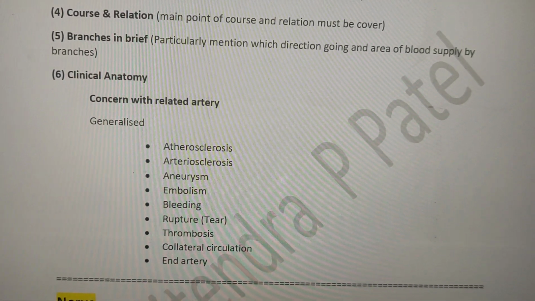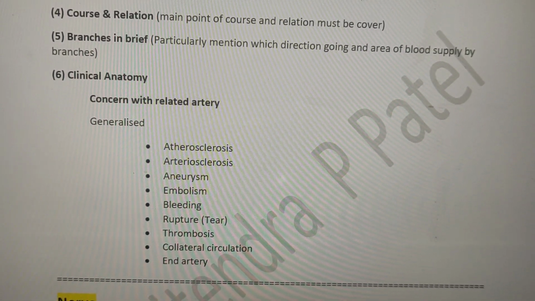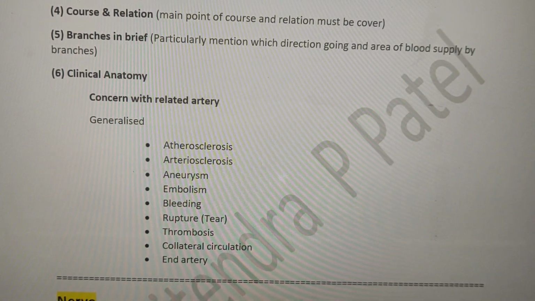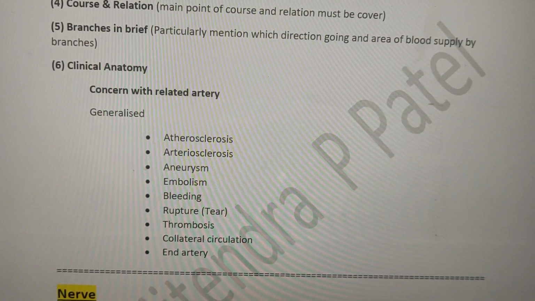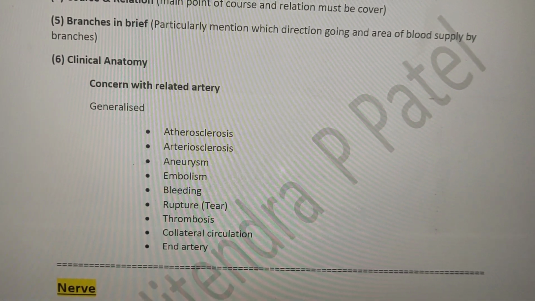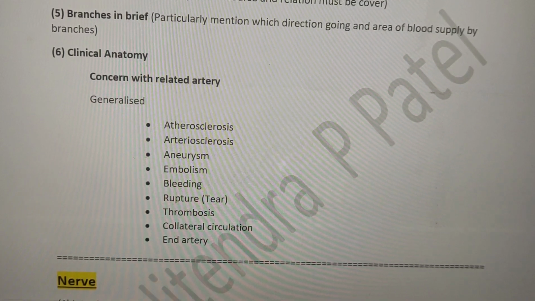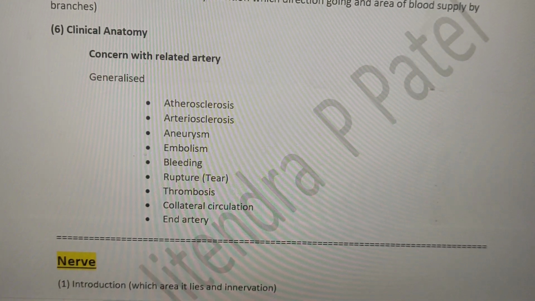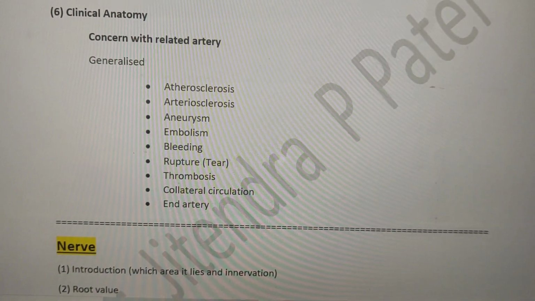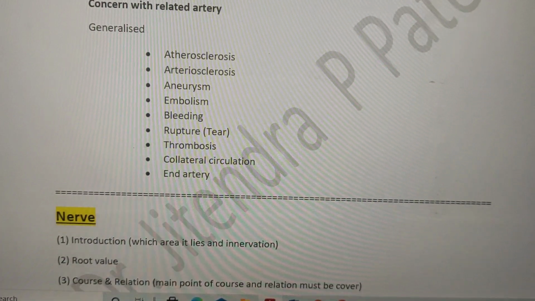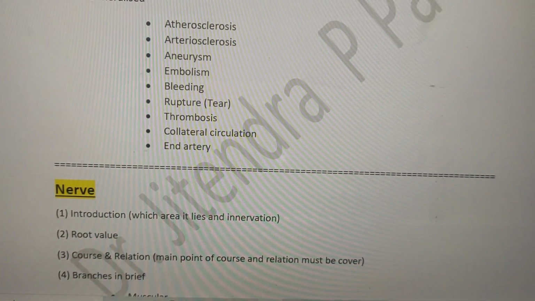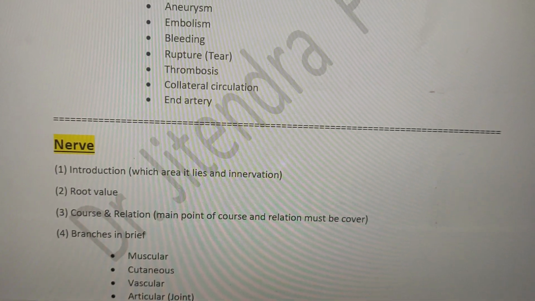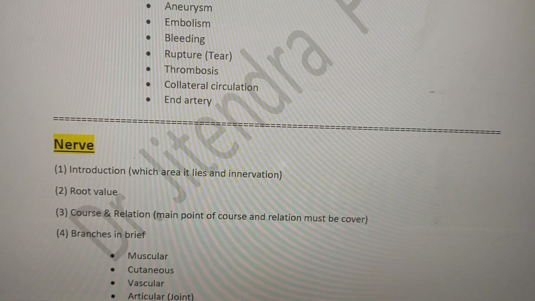We will discuss the femoral artery. The femoral artery is most commonly used for angiography or angioplasty, and sometimes for arterial blood gas analysis. It is palpable. So this is the particular clinical anatomy, and in general: atherosclerosis or arteriosclerosis, aneurysm, embolism, bleeding, rupture, thrombosis, collateral circulation, and end arteries. So these are the particular points.